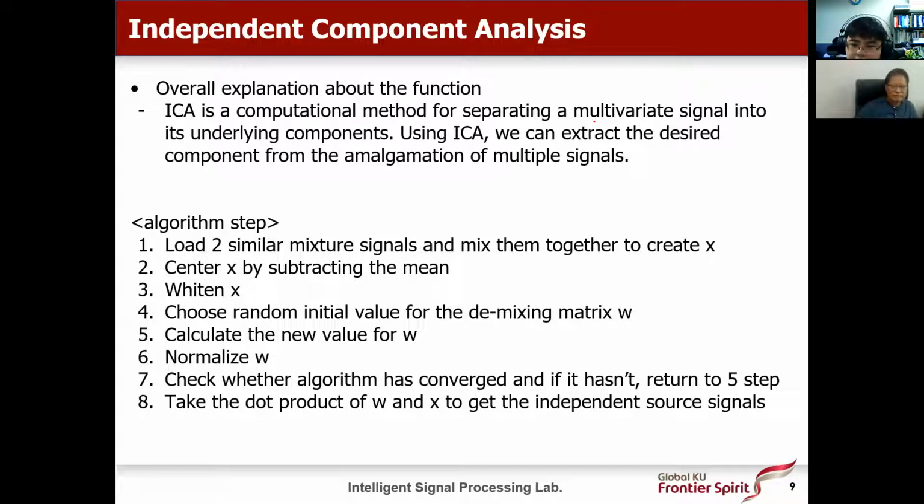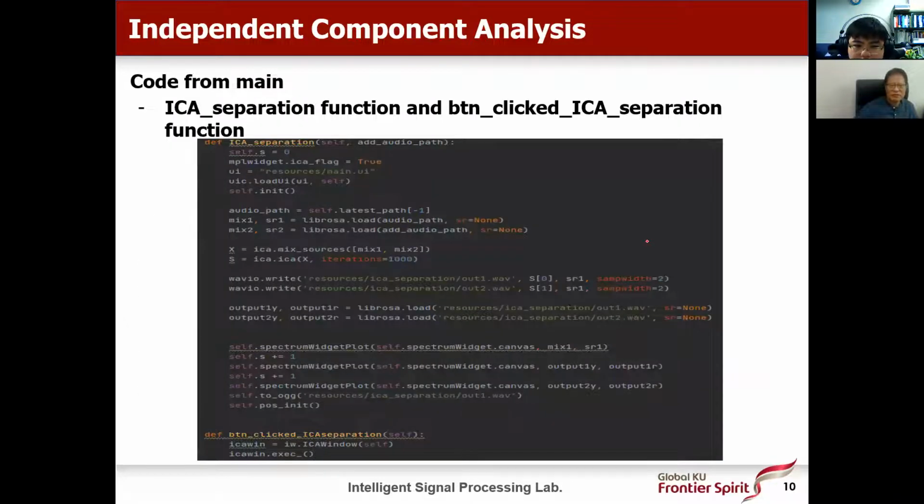Similarly to that of NMF as well. What's the next slide? Let's move to the next slide of this. Okay, it's the code. Next slide.